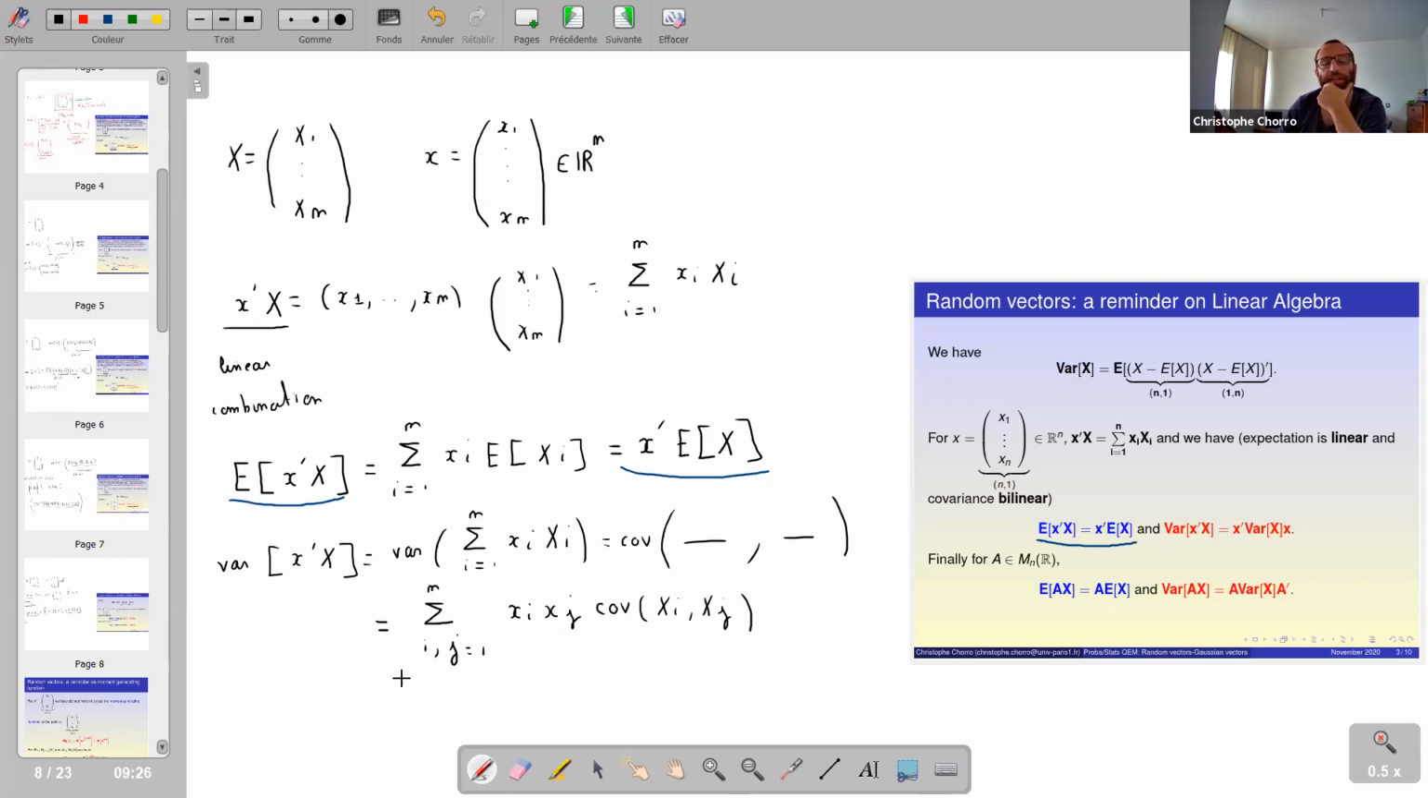So I obtain this sum with n square terms because I have n possibilities for i, n possibilities for j, that give me the variance of the linear combination. And for n equal to 2, you recover the formula we have seen together. What is nice in this expression is that once again, we can express it compactly using the same kind of idea here. I can express it compactly, remarking that these double sums are what you obtain when you do x prime, the variance of x, x.